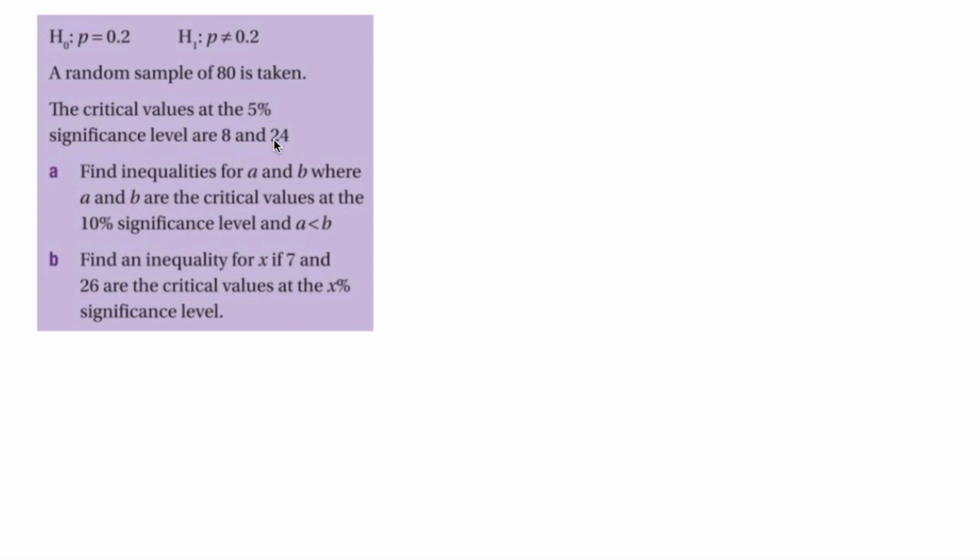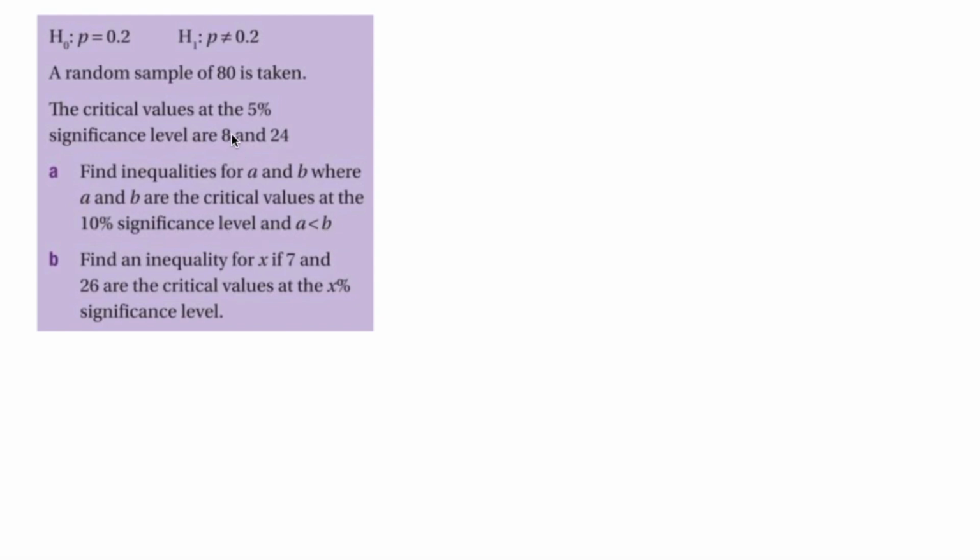So the final question we have is looking again at the idea of inequalities, and it says that our null hypothesis is that probability is equal to 0.2, and our alternative hypothesis is that probability is not equal to 0.2, so again a two-tailed test in this particular example. A random sample of 80 is taken, and the critical values at the 5% significance level are 8 and 24. So then find inequalities for A and B, where A and B are the critical values at the 10% significance level, and A is less than B.